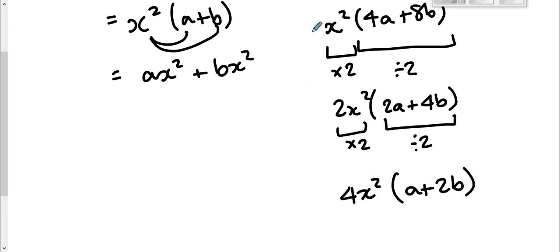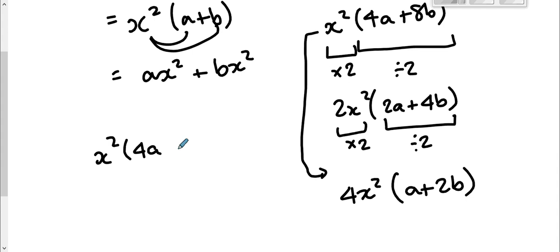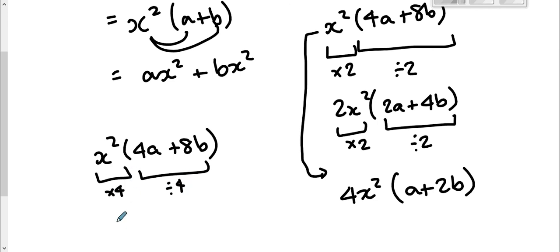Now, I could have gone straight from here to here if I'd spotted that they had a common factor of 4. It's not entirely unobvious that these both divide by 4. So if I do divide by 4, multiply by 4, it gives me 4x squared (a plus 2b), straight to the same answer as that.